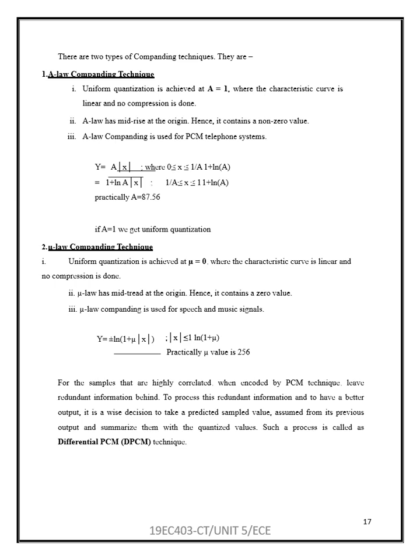The A-law companding technique has a mid-rise at the origin and a non-zero value. Here I define the constant A equal to 1, and you have a linear curve. Observe the mid-rise and mark the quantization levels. The mid-rise is at the origin, and this is mainly used in PCM telephone systems. The mu-law companding technique is similar to the mid-thread type, with a mid-thread at the origin and a zero value. I fix the parameter mu to be 0, where the characteristic curve is linear once again and no compression is done.